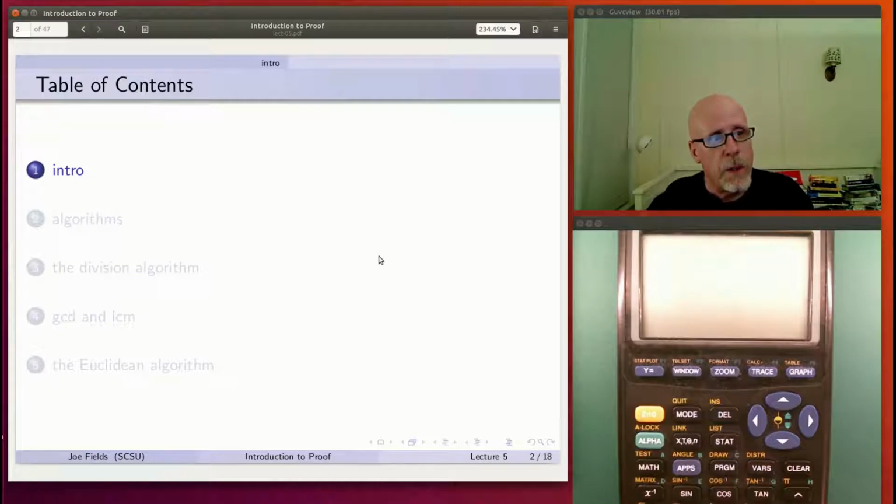So today's talk will be in 5 parts. A little introductory stuff, intro to algorithms. The particular algorithms we're going to look at are the one in bullet 3 there, the division algorithm, and then the Euclidean algorithm at the very end.